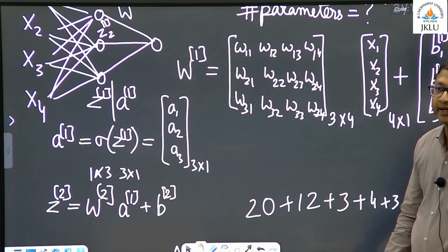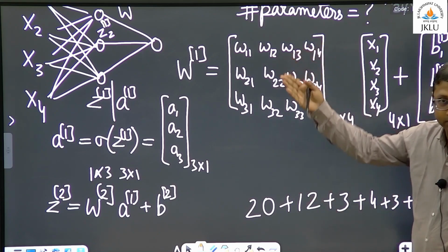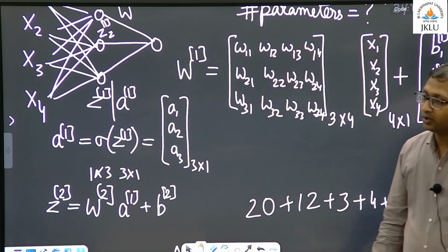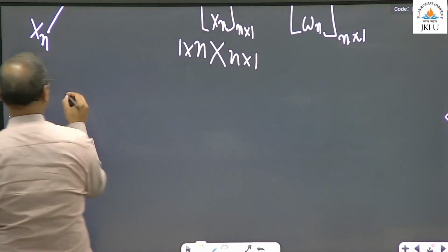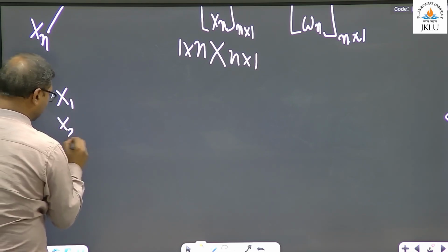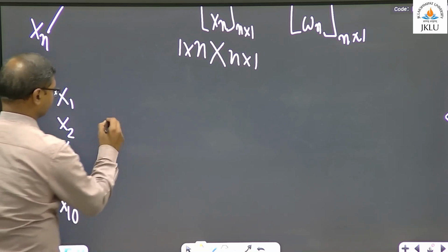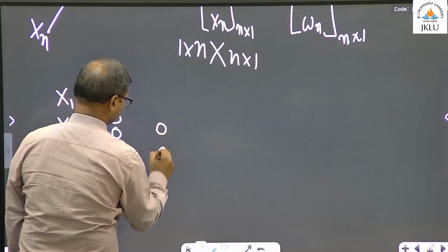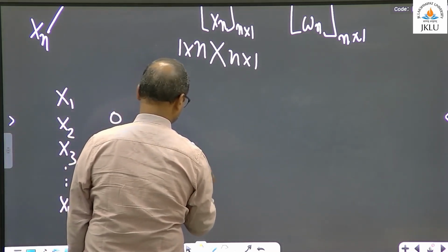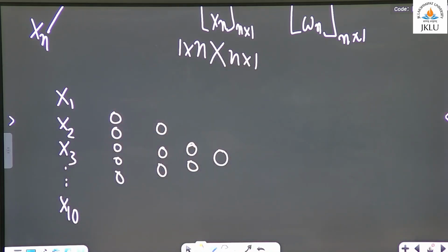What will be Y hat? Sigmoid of Z2, and that is your final prediction. So can you do it for this particular neural network now? Give me the total number of parameters and all the equations.